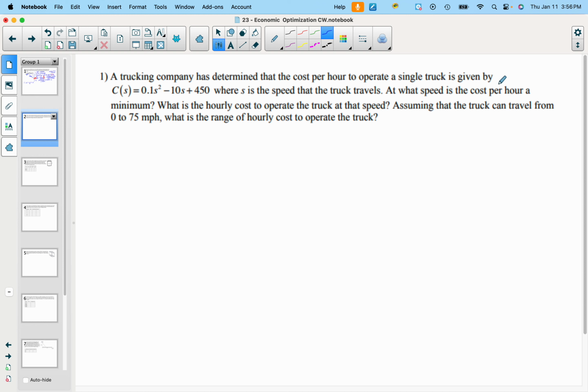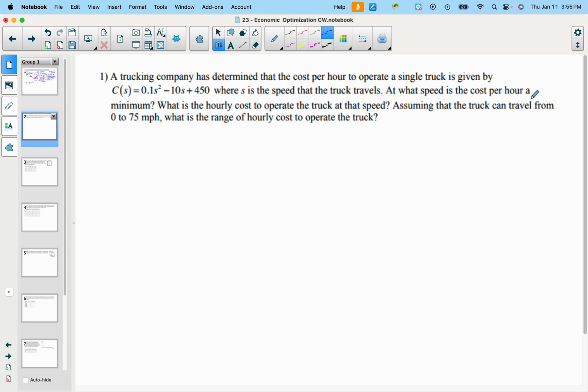So a trucking company has determined, and don't forget, if it's a closed interval, you have to check the endpoints, because sometimes the max or min is there. A trucking company has determined that the cost per hour to operate a single truck is given by this function, where S is the speed that the truck travels. At what speed is the cost per hour a minimum?